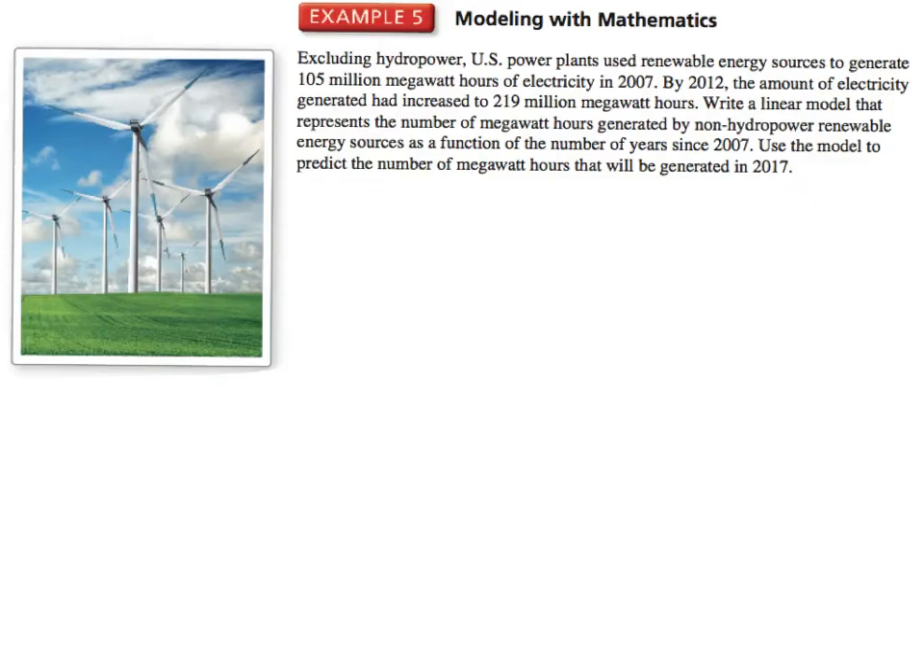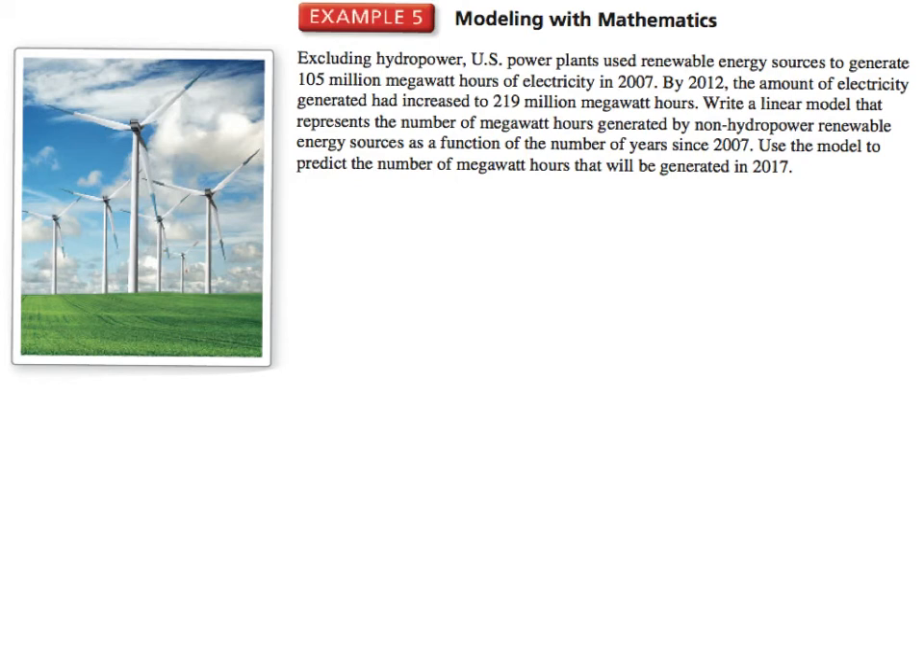Example 5. Excluding hydropower, U.S. power plants used renewable energy sources to generate 105 million megawatt hours of electricity in 2007. By 2012, the amount of electricity had increased to 219 million megawatt hours. Write a linear model that represents the number of megawatt hours generated by non-hydropower renewable energy sources as a function of the number of years since 2007. Use the model to predict the number of megawatt hours that will be generated in 2017.